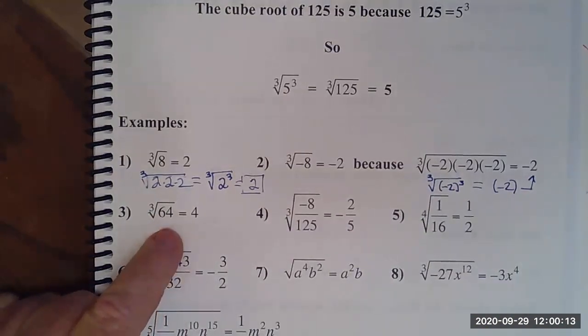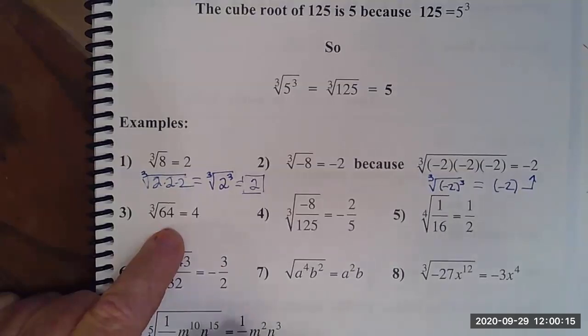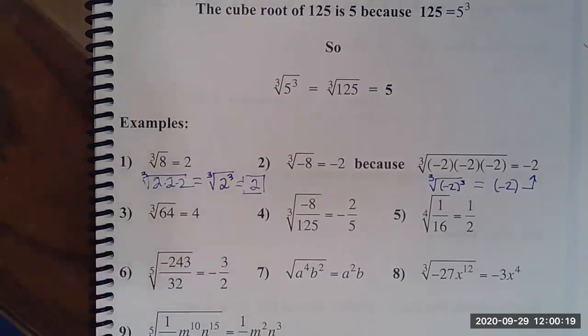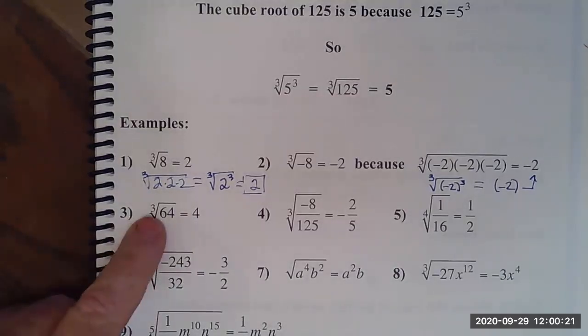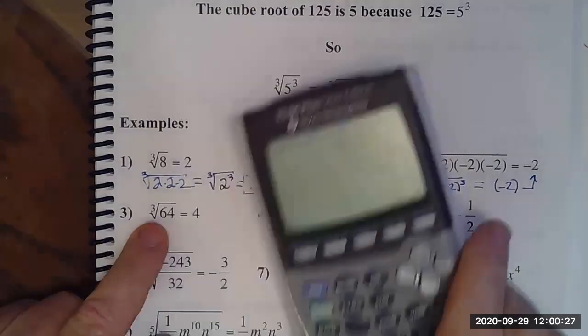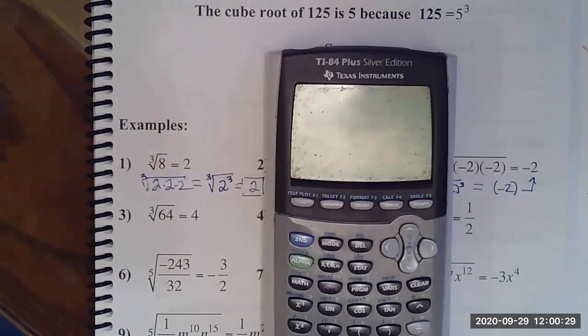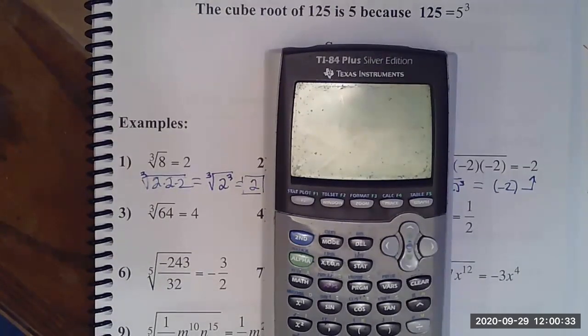The cube root of 64 is a perfect cube. If you're not quite sure, don't forget, it's not the square root. That would be the square root of 64, which is 8. This is the cube root, so you have to come up with 3 numbers that give you 64.